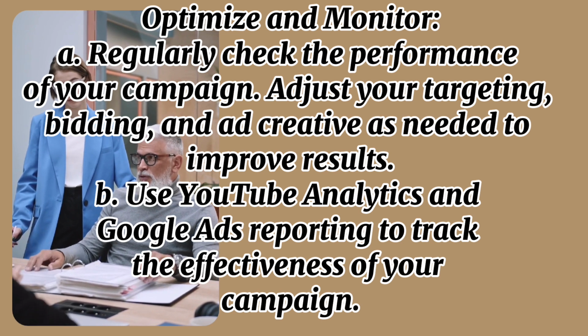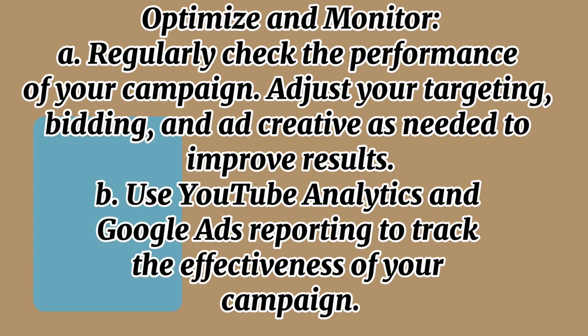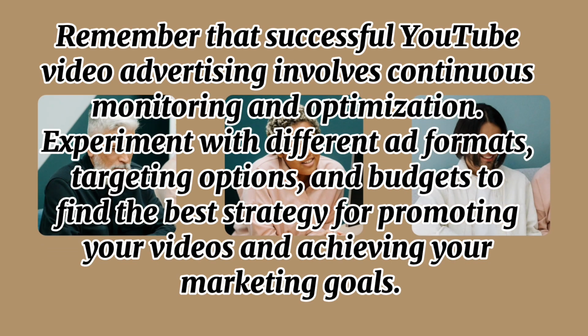Optimize and monitor. A. Regularly check the performance of your campaign, adjust your targeting, bidding and ad creative as needed to improve results. B. Use YouTube analytics and Google Ads reporting to track the effectiveness of your campaign. Remember that successful YouTube video advertising involves continuous monitoring and optimization. Experiment with different ad formats, targeting options and budgets to find the best strategy for promoting your videos and achieving your marketing goals.